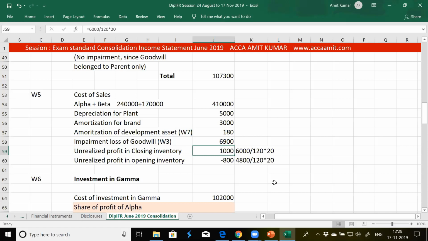And even on our depreciation for plant and brand, we believe that there is an additional depreciation charge of 8,000 in the books. If we believe that there is an additional depreciation charge of 8,000 in our books, our profits will be lesser by 8,000. If our profits are less by 8,000, we believe that our income tax expense will be less by how much?